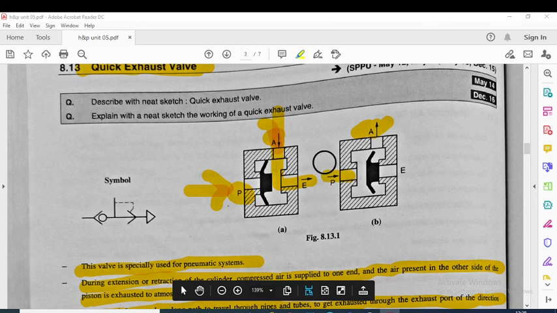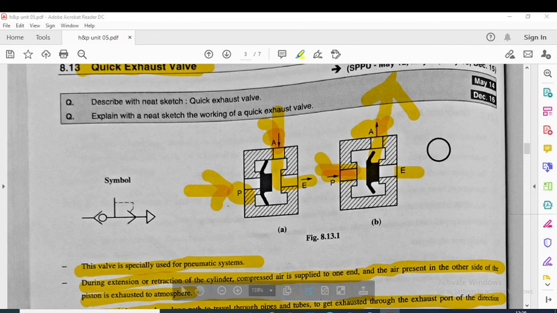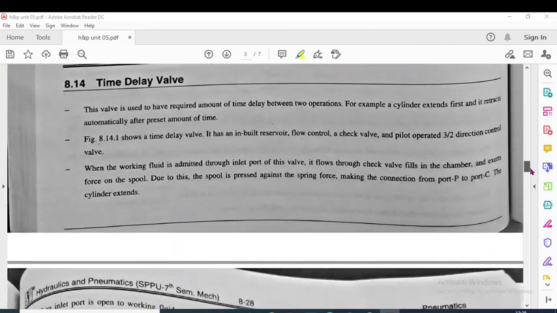But when the air is coming through the inlet port, this poppet closes the exhaust port E and moves toward the cylinder port A, and air goes to the cylinder, performing its regular operation. When we need to send air from the cylinder to the exhaust port, this quick exhaust valve is used. It closes the inlet port P or pump port P and sends the air from the cylinder to the exhaust port instantly, in a quick manner. That's why we name it the quick exhaust valve.